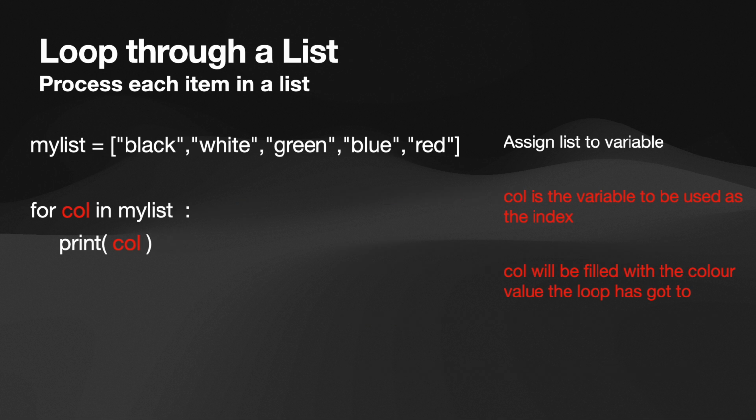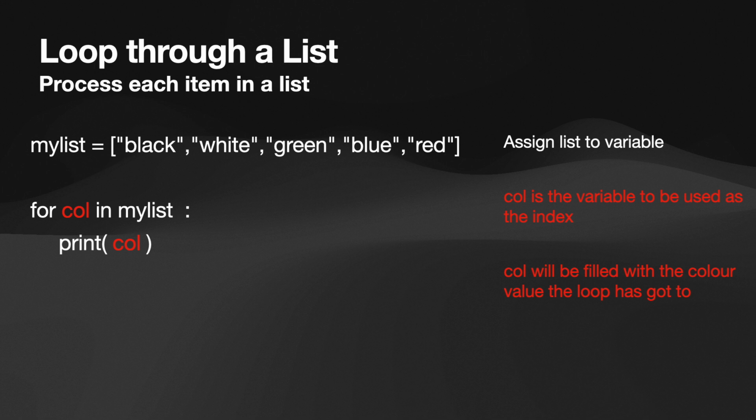Looping through lists is actually more simple than going through strings, because we don't have to worry about the length of it or anything like that. We can use the for again, but in this case, the variable name I've given it is col, because my list is of colors, so I'm just going to say col. It makes sense to me for the variable name.